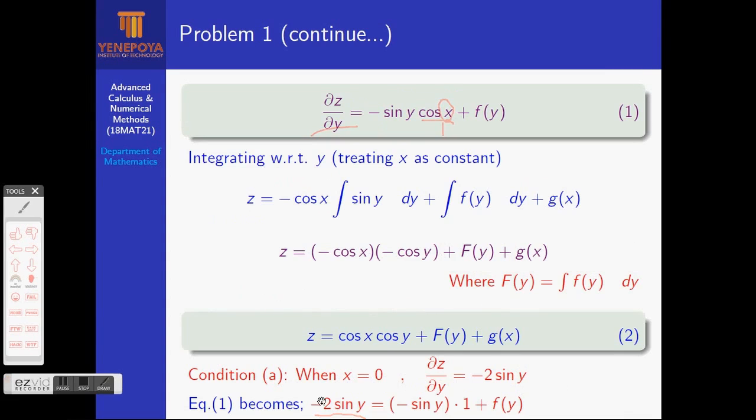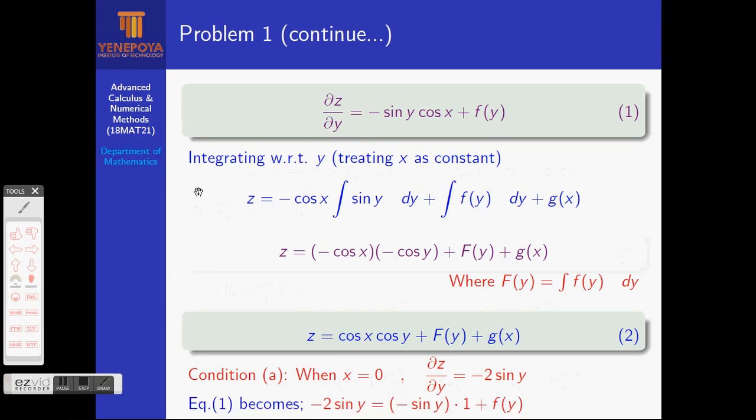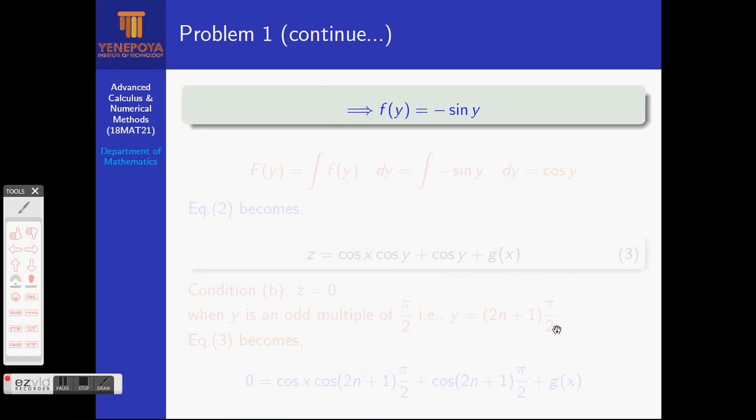This implies f(y) = -2 sin y, and moving sin y to the other side, -2 sin y plus sin y is -sin y. Hence f(y) is -sin y. Next, capital F(y) is equal to the integration of small f(y) dy, that is the integration of -sin y dy. The integration of sin y is -cos y, so negative into negative becomes positive: cos y.